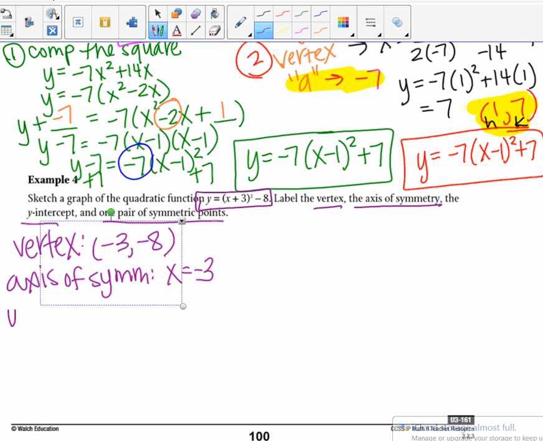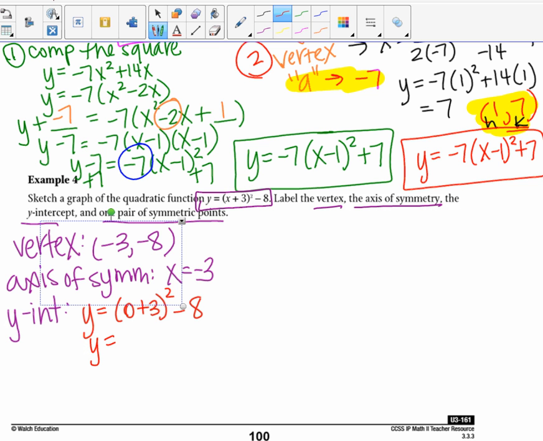Now, your y-intercept here, this is not as easy as just saying, oh, just 0, 8 or 0, -8. Remember, a y-intercept means that you have to set x equal to 0 and solve. So when you're in vertex form, you actually need to do the work for that. So all I did was I took my original equation and I made my x 0. So I get y equals, so 0 plus 3 is 3. 3 squared is 9. 9 minus 8 is 1. So that tells me that my y-intercept is the point 0, 1.